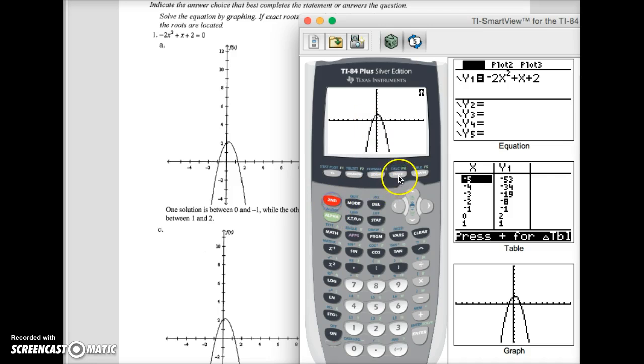So I'm going to go second trace, find the 0. For my left bound, I'm going to go somewhere to the left of this first point. Right bound somewhere to the right of it. Enter. Guess, hit enter. My first answer is negative 0.78. And I see that's between 0 and negative 1.